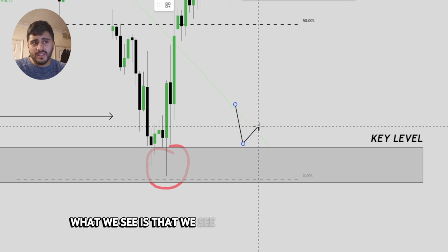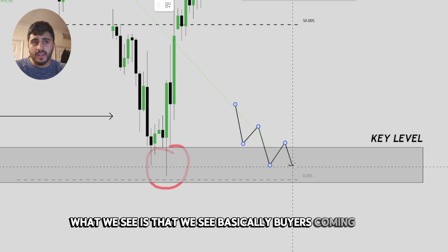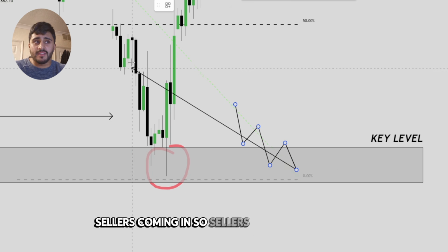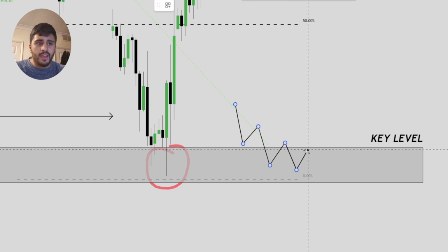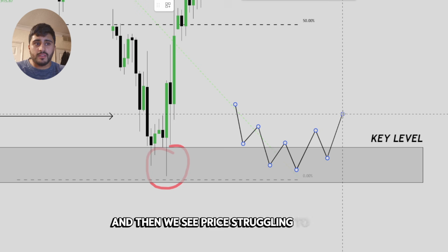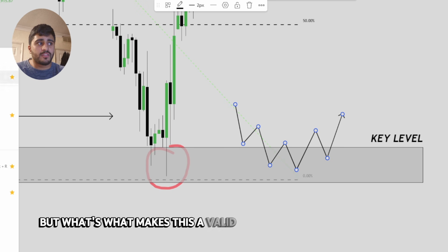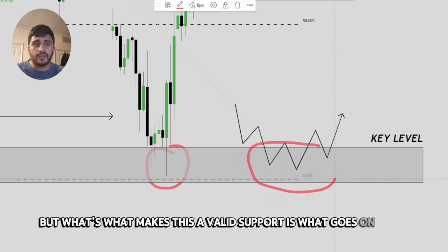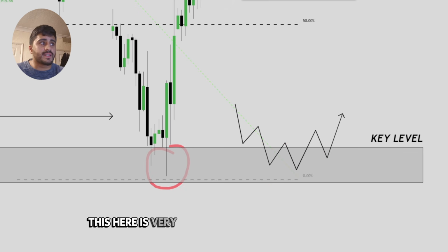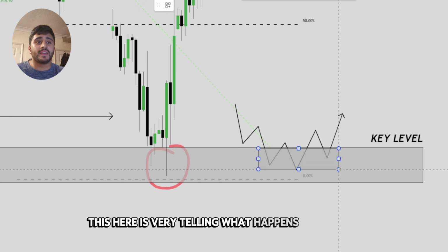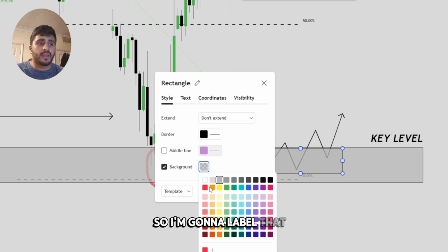What we see is sellers coming in. So sellers are driving price down, and then we see price struggling to go down. But what makes this a valid support is what goes on here. This here is very telling. What happens in the key level. So I'm going to label that in red.